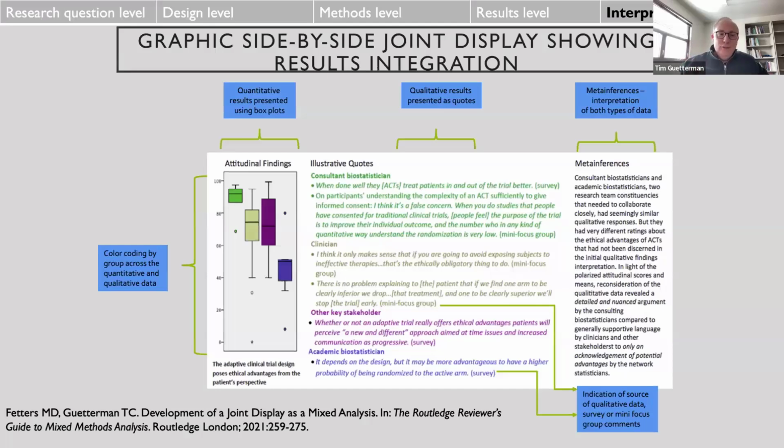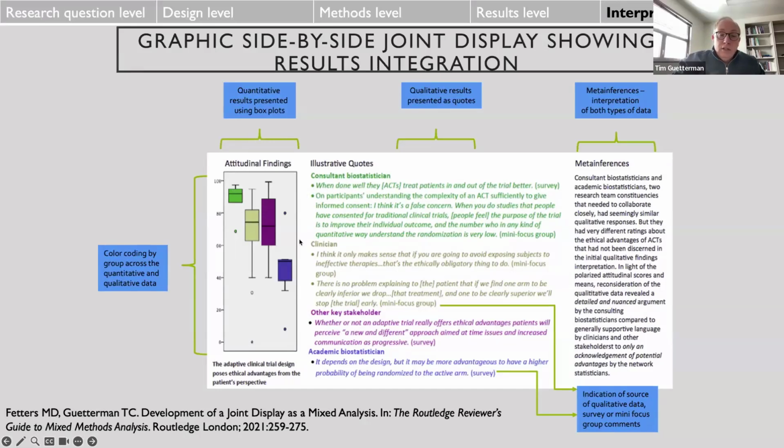But back to the tool here, this is a joint display showing this combination of qualitative and quantitative results. On the left-hand side here is a box plot, and this is from a survey question of attitudes about adaptive clinical trials. The specific question was whether it poses ethical advantages from the patient's perspective. Each of these four different plots, or bars, that you see represents a different type of participant. So the green is connected to consultant biostatisticians.